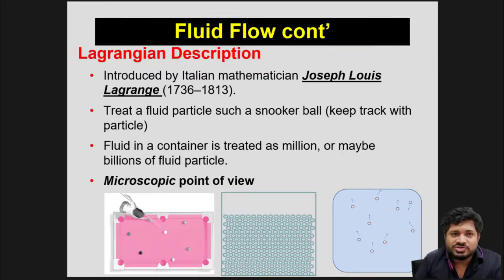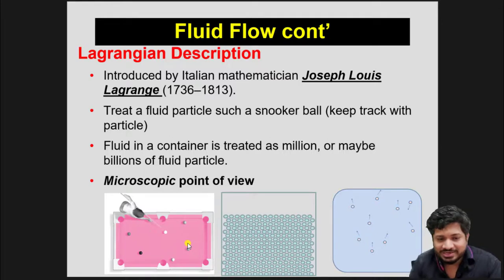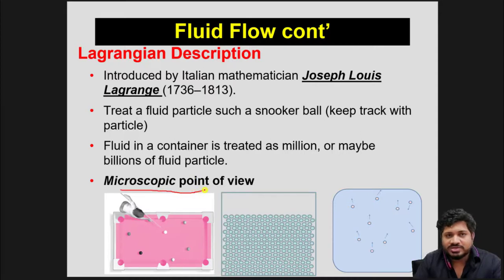You can also visualize this based on a snooker ball. How the snooker ball moves, and your eyes are following that single particle, is an example of the Lagrangian approach. So the Lagrangian approach is a microscopic point of view in which you follow a single particle. And if you have many particles, then you have to follow each particle separately. So it becomes very complex.